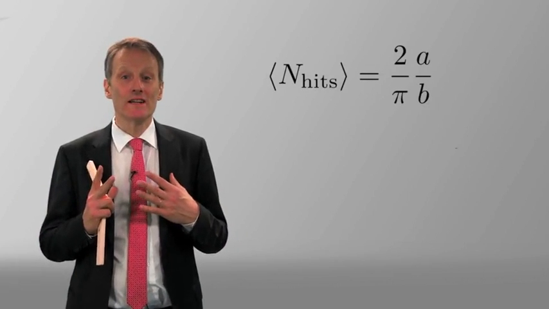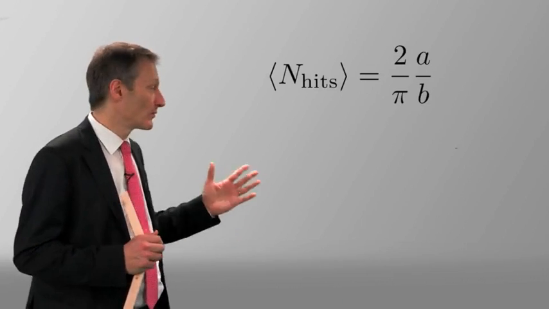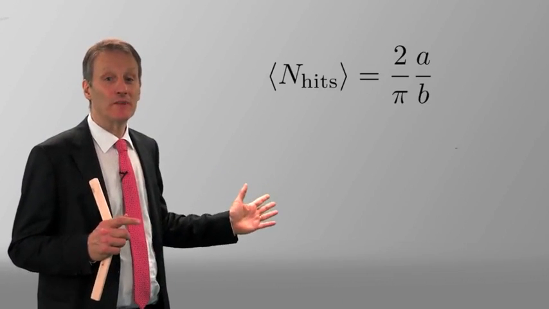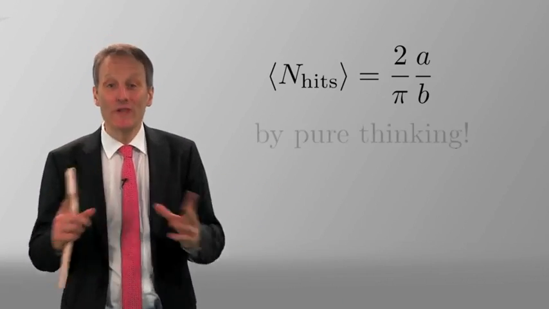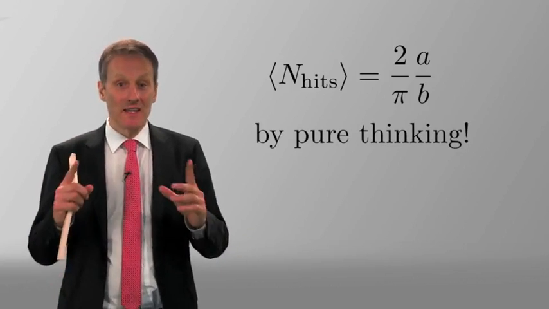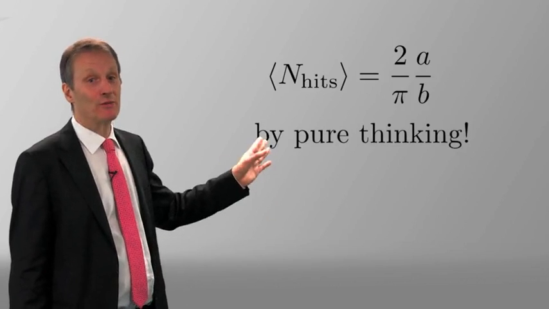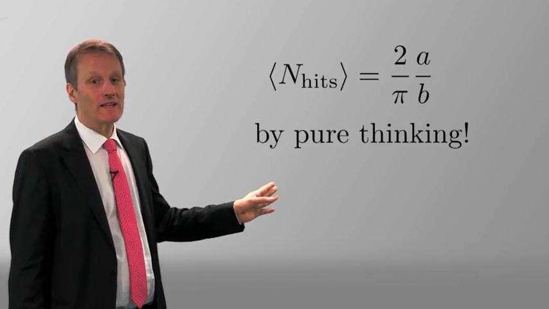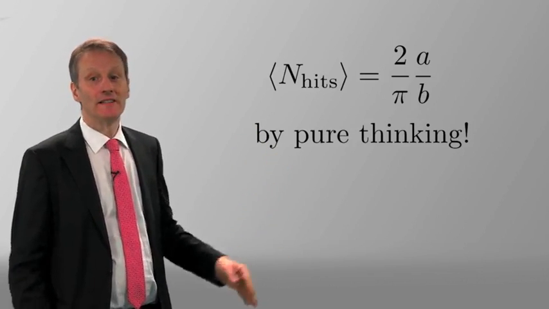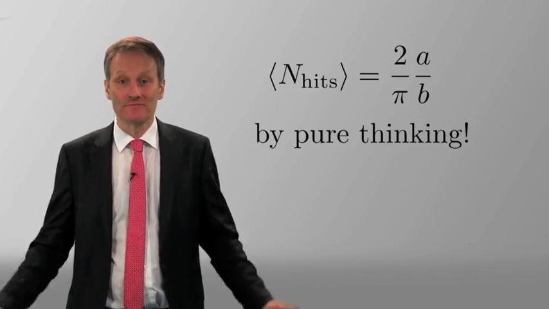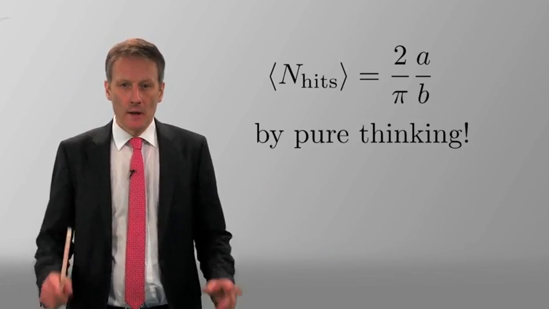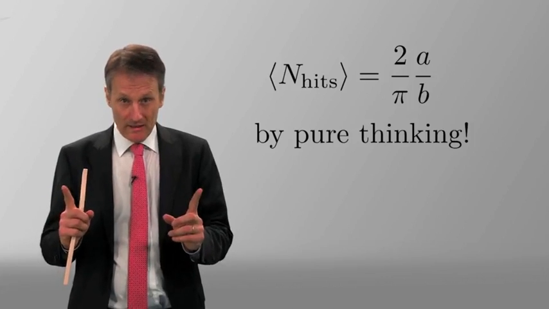And you see that Barbier was able to compute for us the outcome of the original needle experiment without ever doing this experiment. He found without any calculation that n hits must be equal to 2 over pi times a over b, and that is the final result. But now, wait a minute.